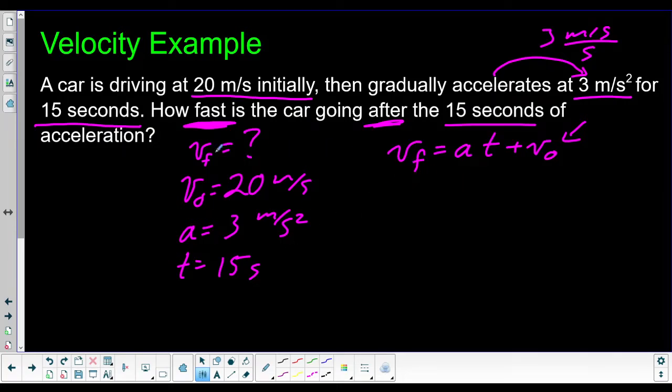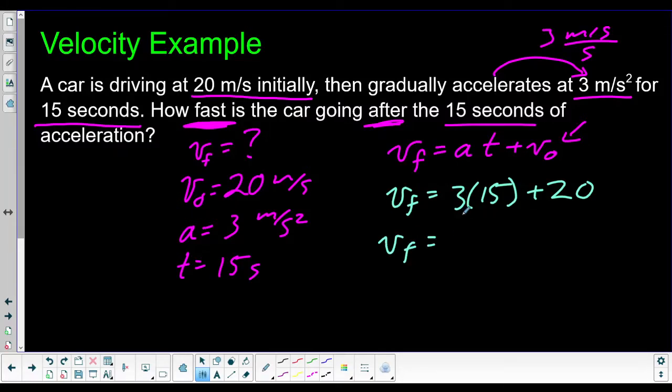So V final, we don't know it, we'll leave it as a variable. Let's change to teal. V final equals acceleration times time plus initial velocity. Let's just check our units. Meters, seconds, seconds. Everything looks the same to me, so we're good to go. Acceleration is 3. Time is 15. Initial velocity is 20. So V final is 3 times 15, which is 45, plus 20. V final equals 65.